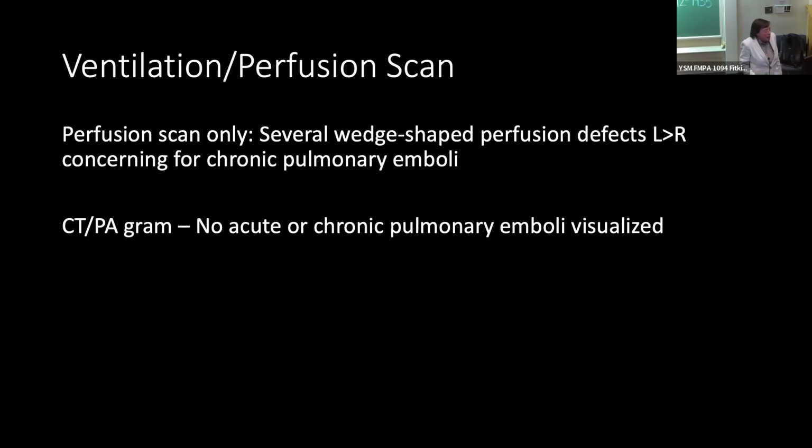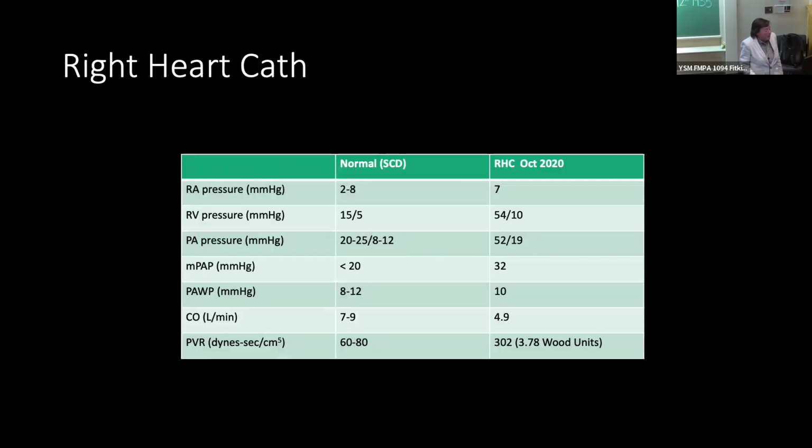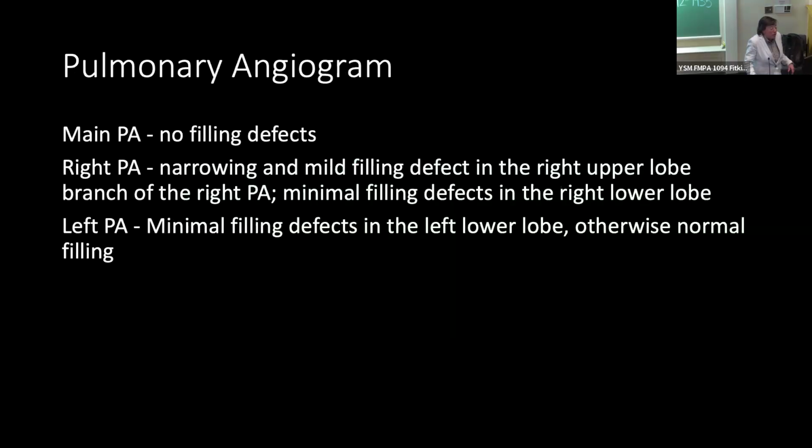And so she goes to right heart cath with me, and her right heart cath shows pH. Her mean PA pressure was 32, this is a resting right heart cath, with a PA pressure of 52/19, RV of 54/10 with a normal wedge pressure of 10. And her cardiac output, for someone with sickle cell disease, is actually a bit reduced at 4.9. And she had a PVR of 3.78 Wood units. She had a PA-gram at the same time, and she had some slight filling defects in the right upper lobe, middle, right lower lobe, and left lower lobe, but nothing really centrally.